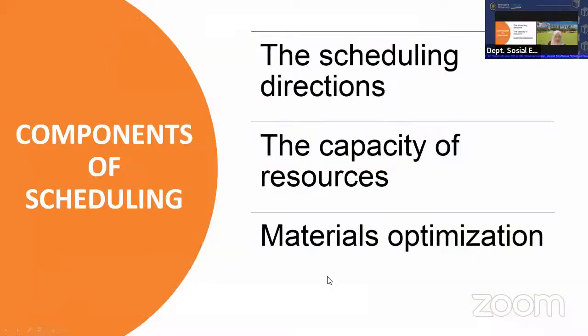All right. So what are the components of scheduling? The components of scheduling are the direction, of course, backward or forward, the capacity of the resources, and then the material optimization, because we would like to have cost minimization. Okay.